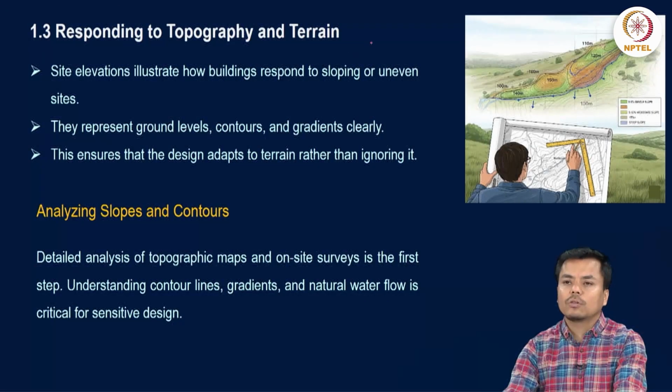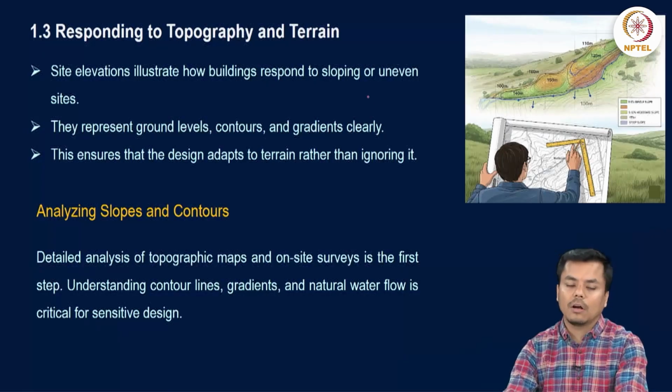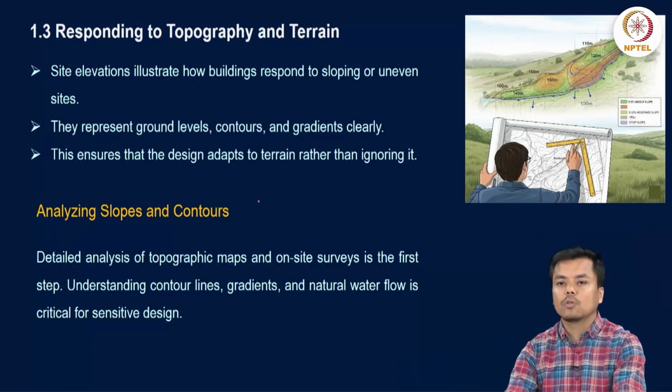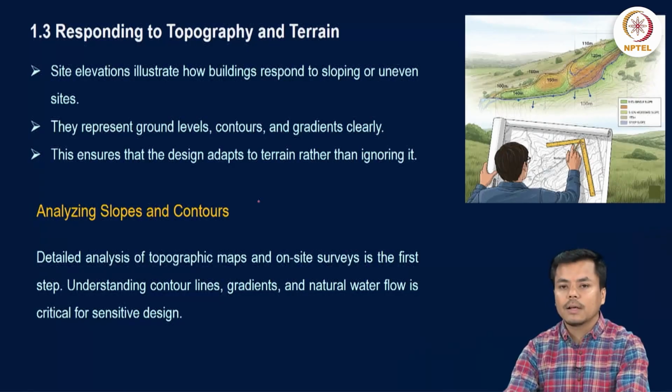Then responding to topography and terrain. Site elevations illustrate how buildings respond to the sloping or uneven site that is there. They represent the ground levels, contours and gradients very clearly in the drawing. This ensures that the design adapts to the terrain rather than ignoring the natural terrain in your site. Analyzing slopes and contours, all these can be understood, that is, how you have utilized the slope and contours of your site. This can be understood from the site elevation.